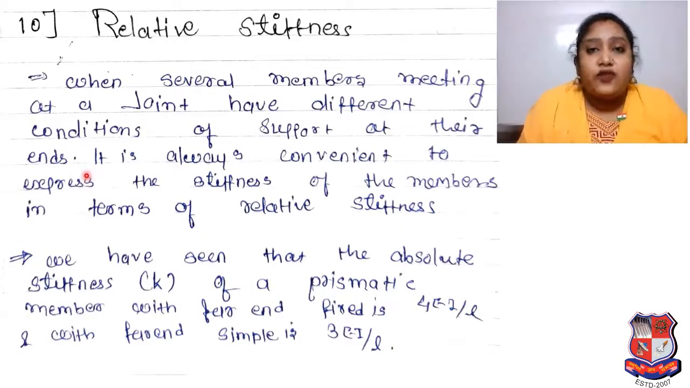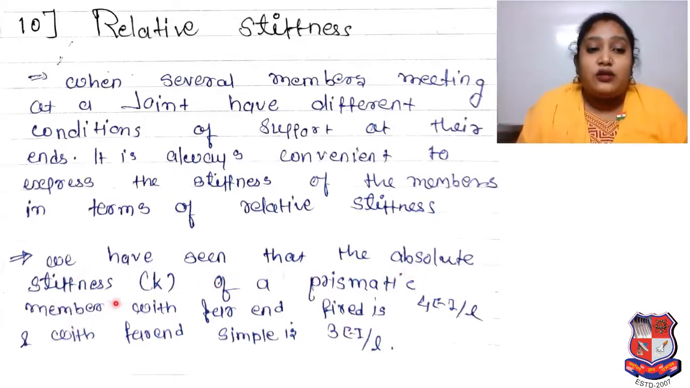Now what is relative stiffness in that case? When several members meeting at a joint have different conditions of support at their ends, it is always convenient to express the stiffness of the members in terms of relative stiffness. So we have seen that the absolute stiffness K of a prismatic member with far end fixed is 4EI upon L and with far end simple is 3EI by L. Please keep these values in mind because this will be helpful to calculate problems.